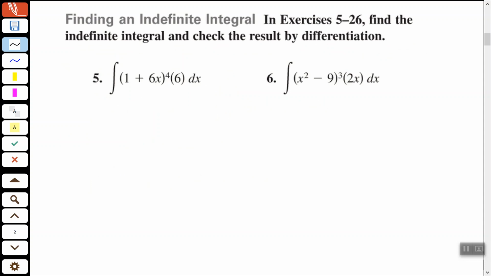All right, my friend, let's look at a few problems. This particular problem, number 5, we're going to integrate 1 plus 6x to the fourth times 6. Now the alternative here is to multiply 1 plus 6x times itself 4 times, and then multiply that times 6 and then integrate. Or if we look at this inside, and most of the time when you use u-du substitution, you let u equal the most complex part, which more than likely is going to have an exponent outside of it.